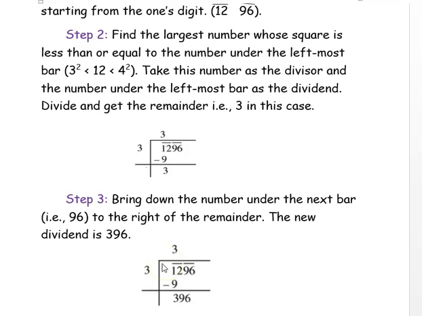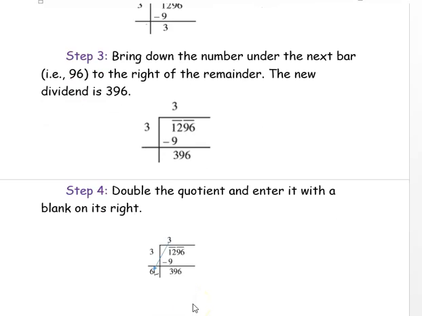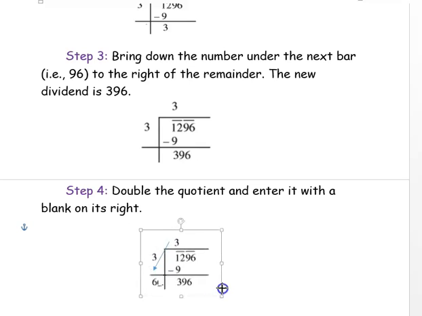Okay, next step, I am going to bring down the next number under the bar, that is 96. So the new number will be 396. Okay, so next step, I am doubling this quotient. Quotient here is 3. So I am doubling the quotient, so I will get 6 and I am writing it with a dash here.